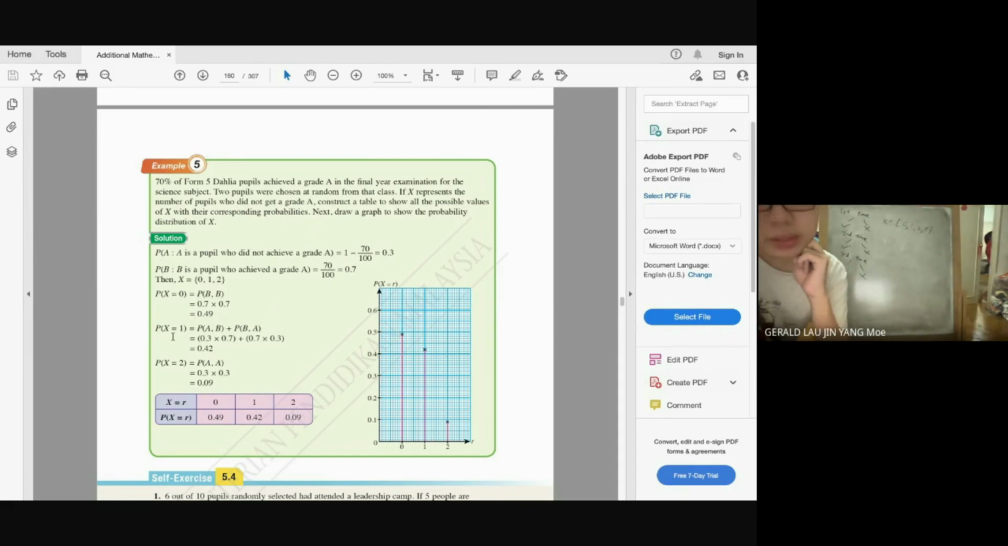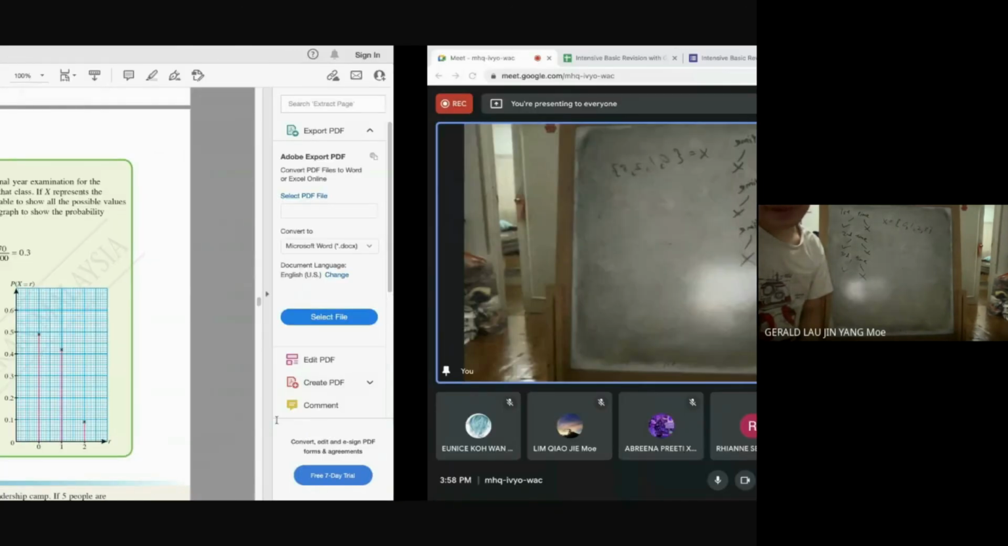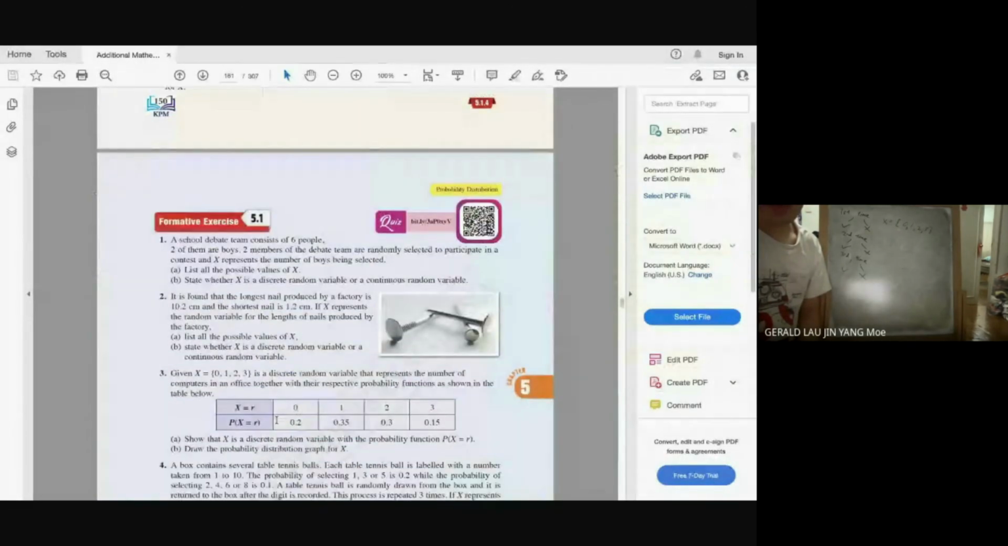Okay, if one of the students gets grade A, it is 0.3 times 0.7 plus 0.7 times 0.3, so two possible outcomes, giving 0.42. And if both students did not get grade A, 0.3 times 0.3, you get 0.09. Don't worry, later on I will teach you the formula.